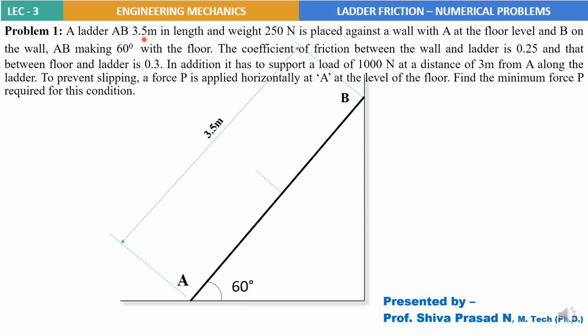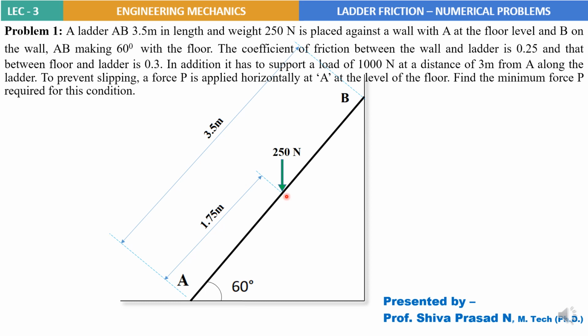The weight of the ladder, that is self weight of the ladder, is given to be 250 Newton. So this 250 Newton will be assumed to be acting at the CG of the ladder, that is center of gravity of the ladder. So we will place this 250 Newton exactly at the center of AB, that is 1.75 meters from A or from B. So 3.5 divided by 2, exactly at the center we are placing 250 Newton, that is self weight of the ladder.